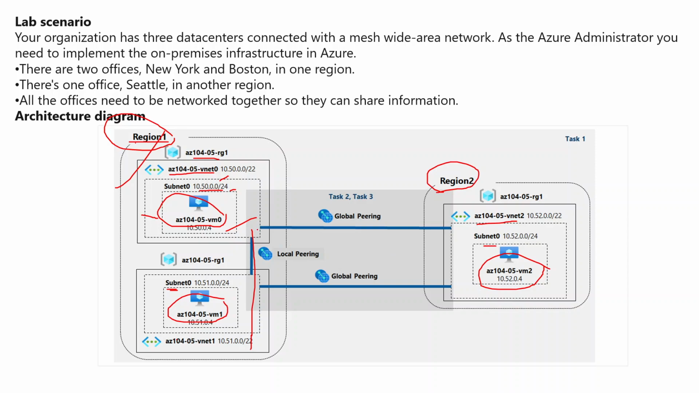Now, if we want to do the peering in the same region, it is called local peering, which we will test, and then we will test the global peering also. Okay, hope you are clear on the task, right?